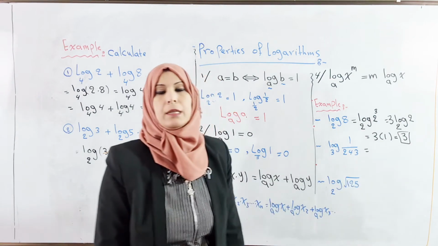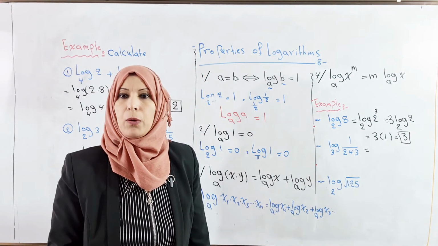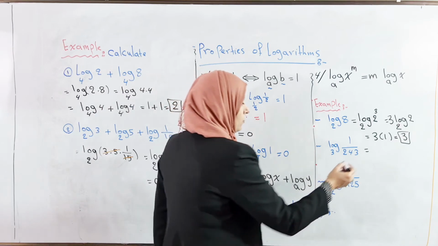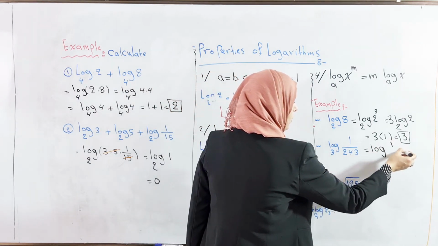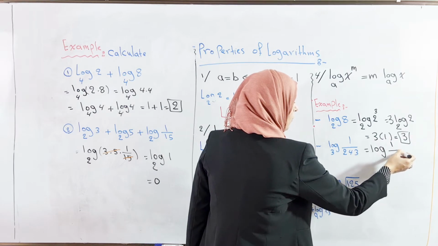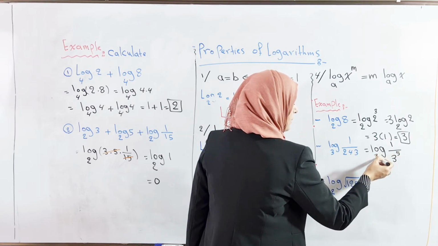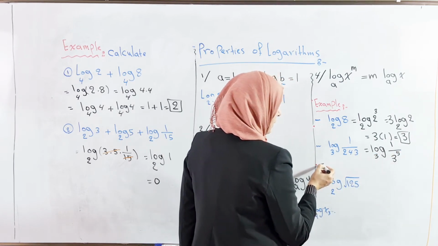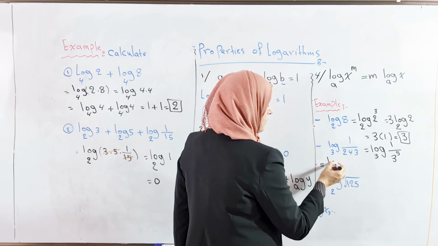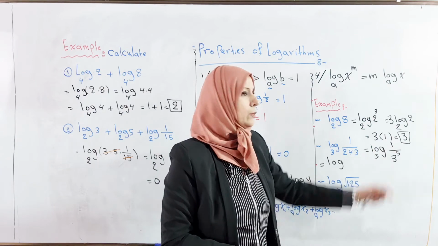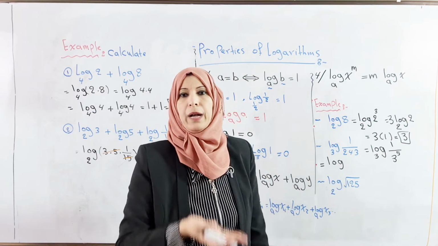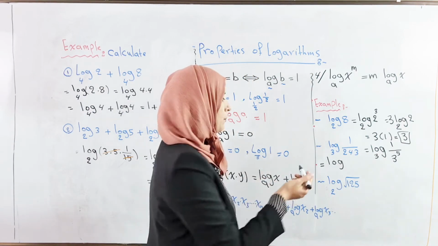243 equals 3 power 5. That means it will be logarithm 1 on 3 power 5 base 3. And that means it will equal logarithm 3 power negative 5. We can raise it to the numerator.